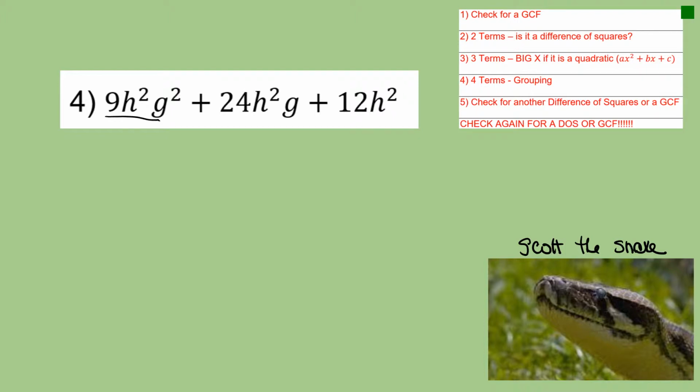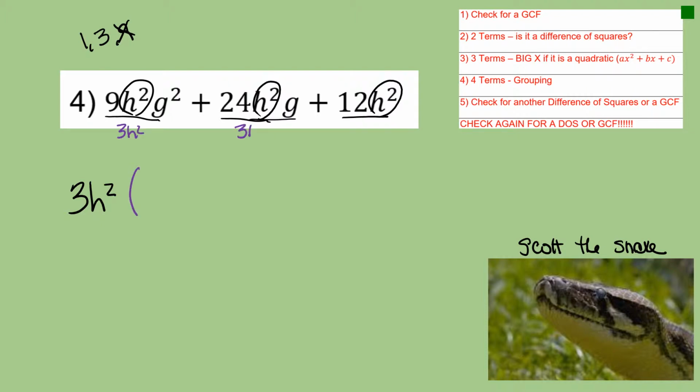Here's a hint. You've got more than one variable in each term. That means you've got to GCF it. So what do they all have? Looking at 9, I've got 1, 3, and 9. 9 won't work, but 3 will. They all have an h squared. They do not all have a g, so I'm not even going to worry about looking at that. So I'm going to divide them all by 3h squared. 9 divided by 3 is 3. The h squares cancel.